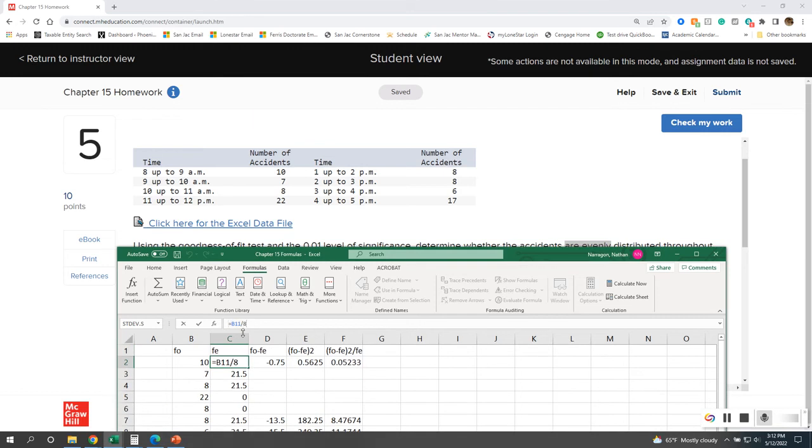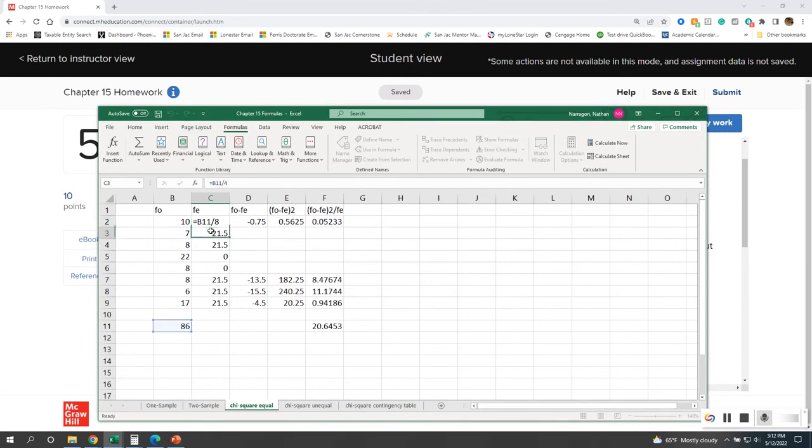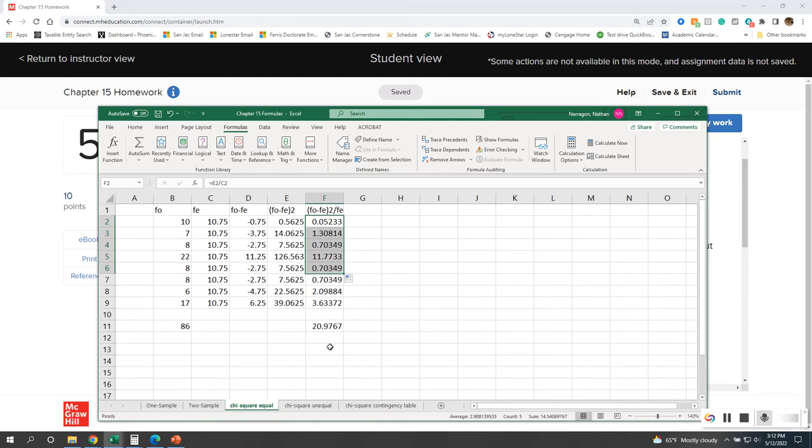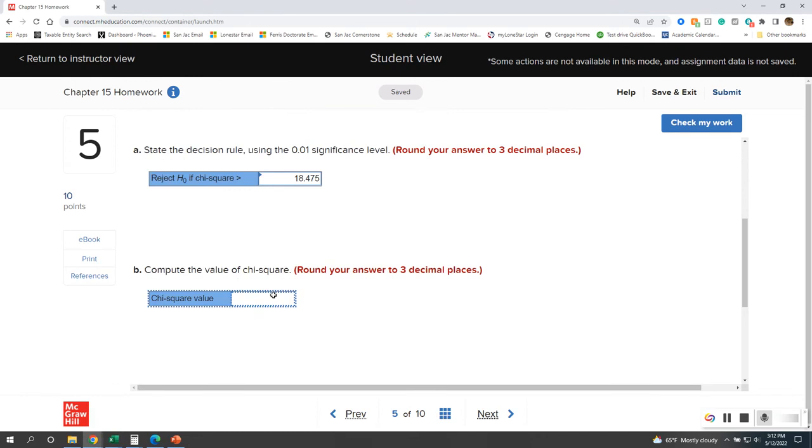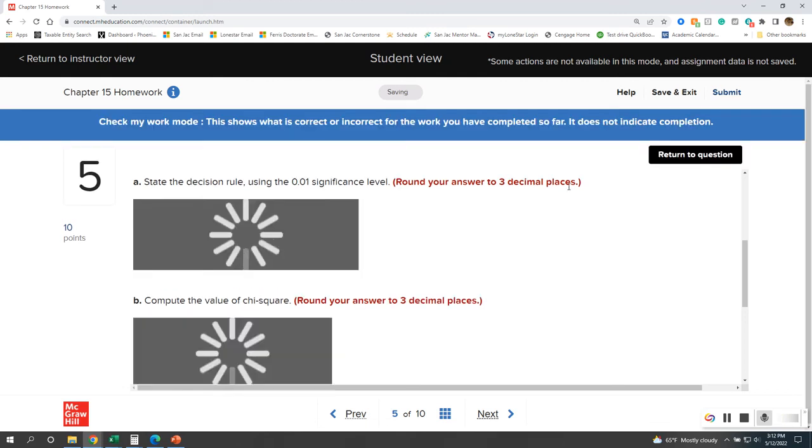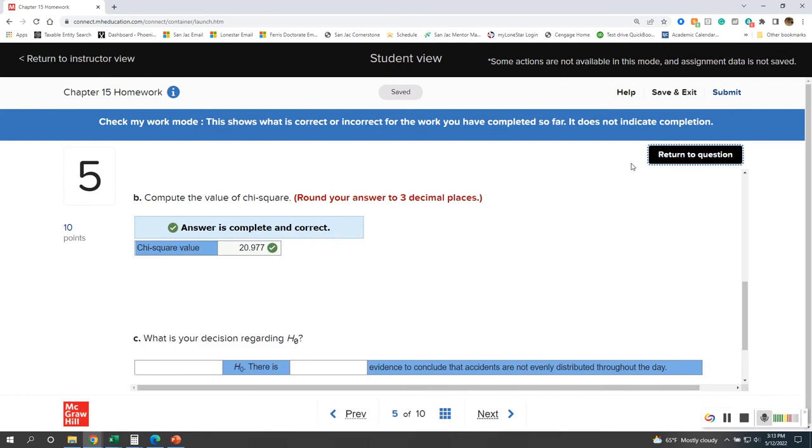Copy. Okay. Next. Paste, paste, paste, paste, paste, paste, paste. Then drag down to replace the formulas. And we're looking at 20.98. Oh, it wants 3 decimal places. So 977. Check. We are correct.